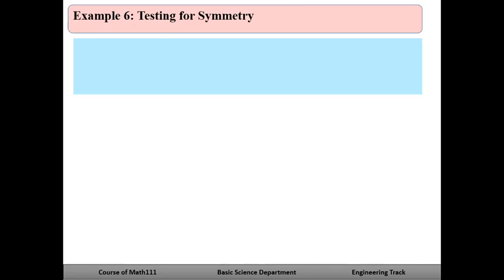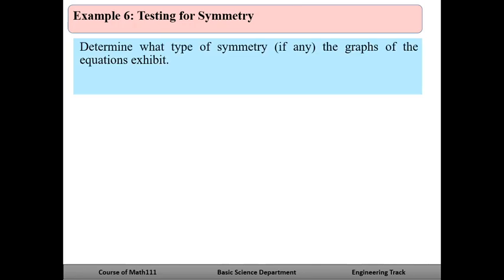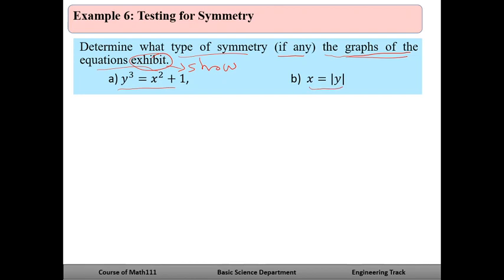Let's look at this example. Determine what type of symmetry, if it exists. If there is a symmetry, find it. What type of symmetry, if any, do the graphs of the equations exhibit? Exhibit means show. Now this is the first equation, this is the second equation, and we don't know their graphs, right? We don't know their graphs.